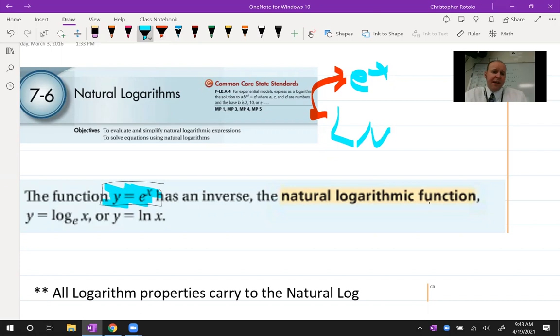And here's what it means, guys. If you have the natural log, that means the base is always e. So we just don't write it in. We write it as a completely different logarithm, and we call it the natural log.